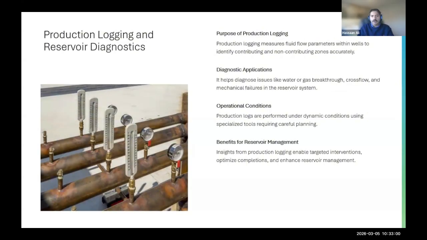So production logging also brings a lot of value to the table. It helps in diagnostics. It also tells you where the water and gas breakthrough is. Cross flow is when the flow will go from a high pressure reservoir to a low pressure reservoir, and it also detects mechanical failures in the reservoir system.